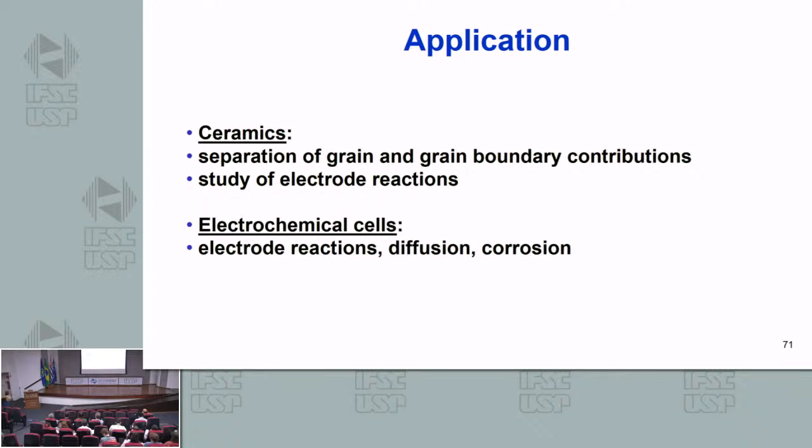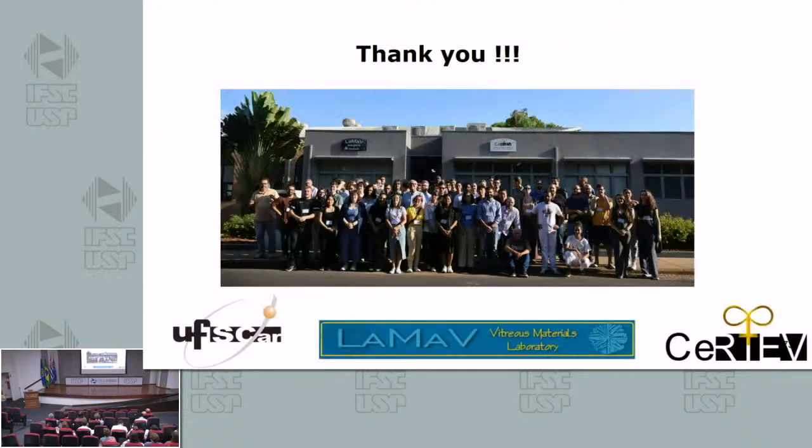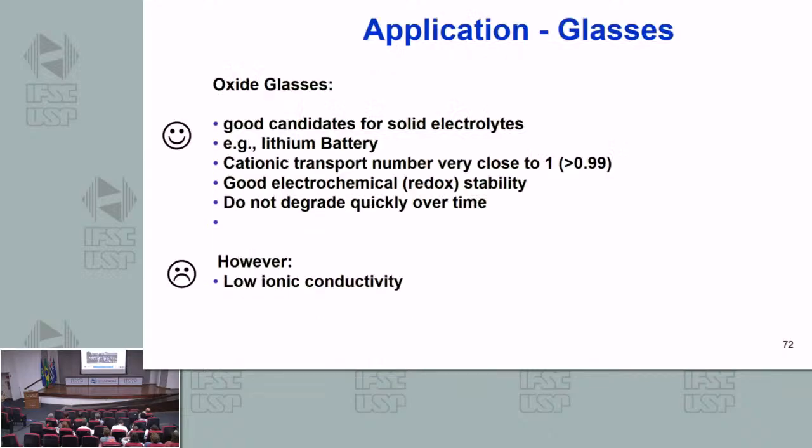So, applications of impedance spectroscopy: in ceramics, we can separate grain and grain boundary. In an electrochemical cell, I can study electrode reaction, diffusion, corrosion, and so on. In glass, these are good candidates for solid electrolyte. Why? Because they have a cationic transport number very close to 1. They have good electrochemical or redox stability. They do not degrade quickly over time. However, oxide glass, I know some students here have already noticed it, still has a low ionic conductivity, oxide lithium glass. But that's why we changed to glass ceramic.